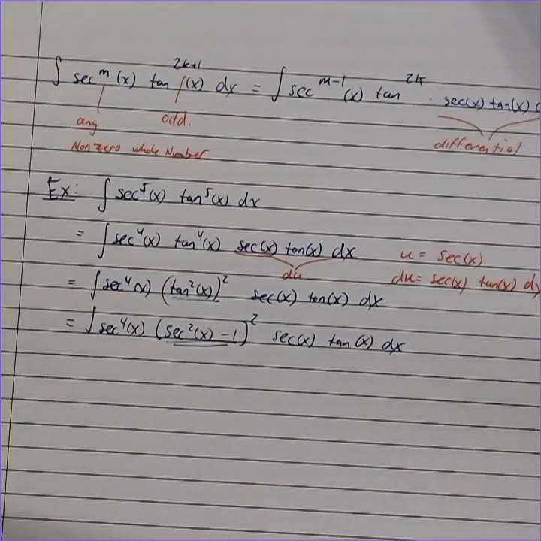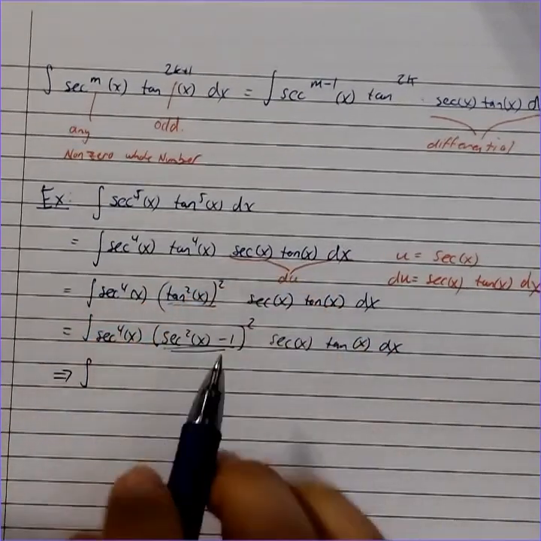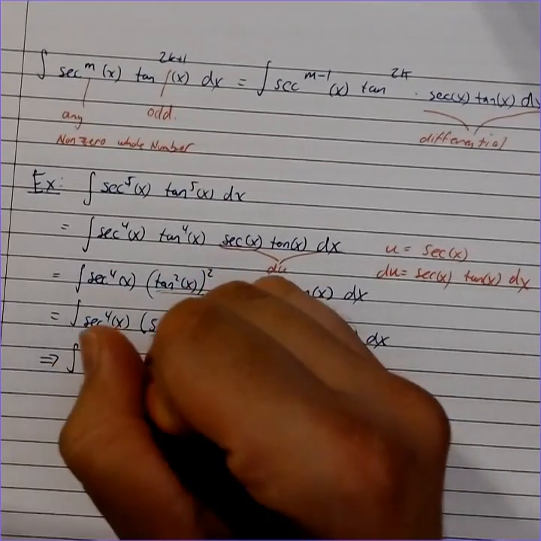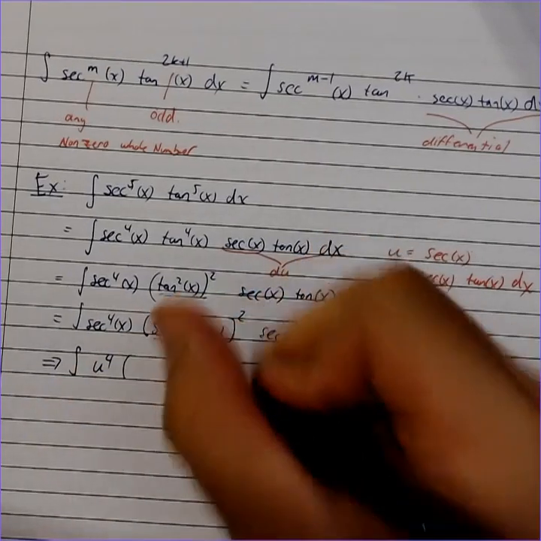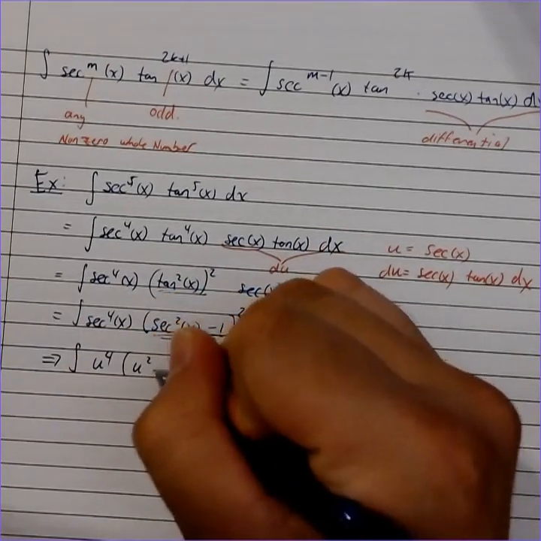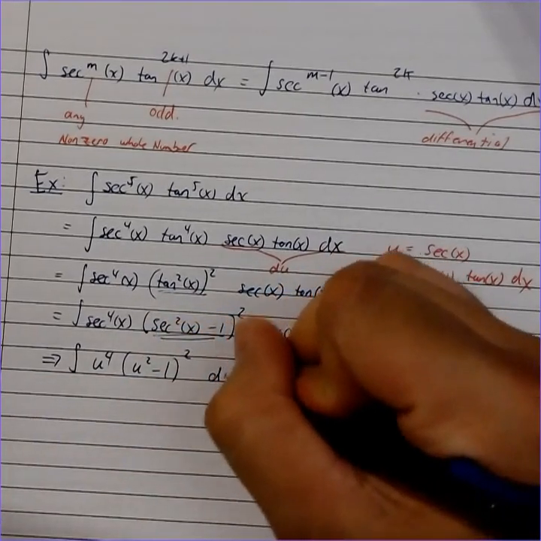So now, I can go ahead and rewrite everything in terms of my substitution. So it's going to be the integral of u to the 4th times u squared minus 1, quantity squared. Oh, sorry, that should be a minus. And then that expression is your differential du.